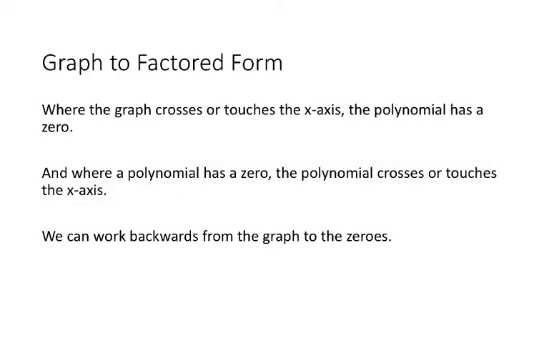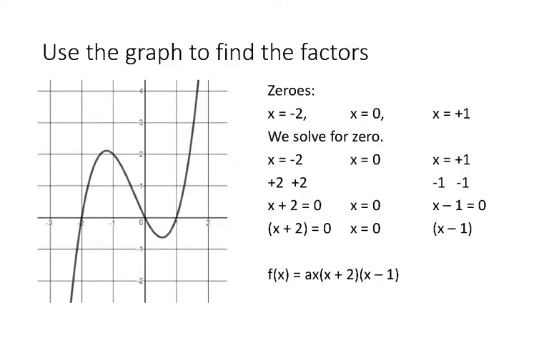So, graph to factored form. Just as a reminder, when the graph crosses or touches the x-axis, the polynomial, the function, has a 0 there. Where the polynomial has a 0, the polynomial crosses or touches the x-axis. These two are equivalent conceptually, and because of that, we can work backward from the graph to the zeros. So for instance, using the graph to find the factors.